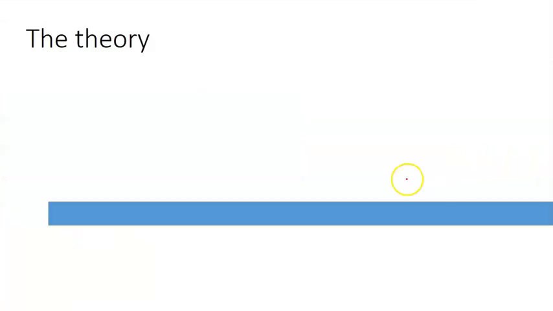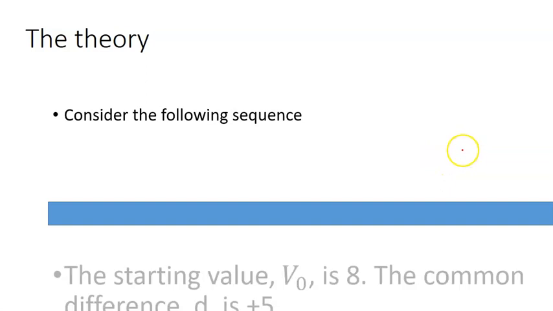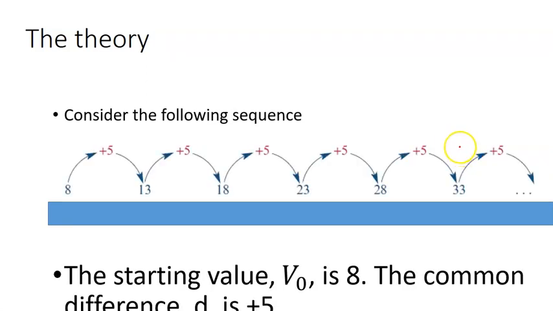To get a better feel of this, we're going to have a look at the theory behind what's going on here. Let's have a look at the following sequence. So here we have a sequence that starts with 8 and goes up by 5 each time. So the starting value, v of 0, is 8, and the common difference, d, is positive 5. Now this keeps going on, the ellipses here indicate it keeps going on, and it's a pretty straightforward sequence.